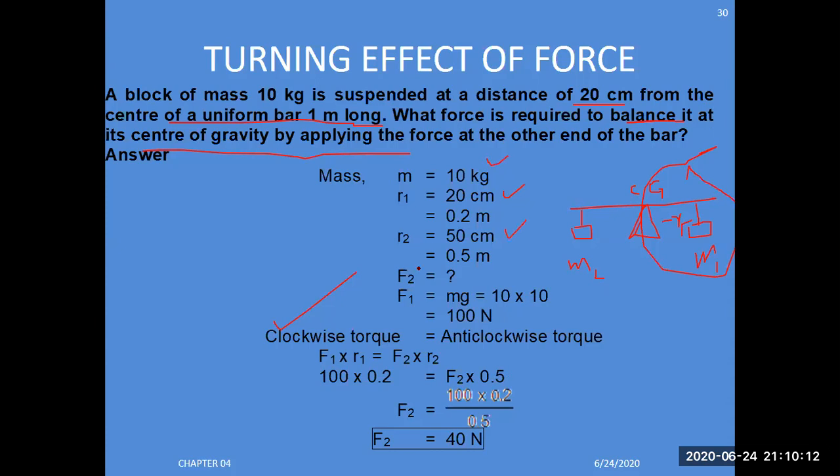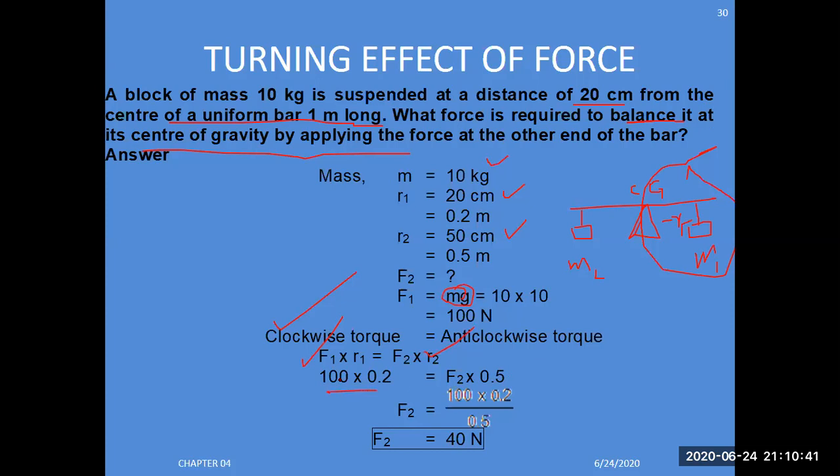You are asked how much force is required to balance it at the center while applying the force at the other end of the bar. So you are asked to calculate the M2 force. M1 is given. So you will put the values: F1 R1 equals F2 R2. Now the force is calculated by multiplying mass with g, basically these are W1 and W2. You are asked to calculate F2.